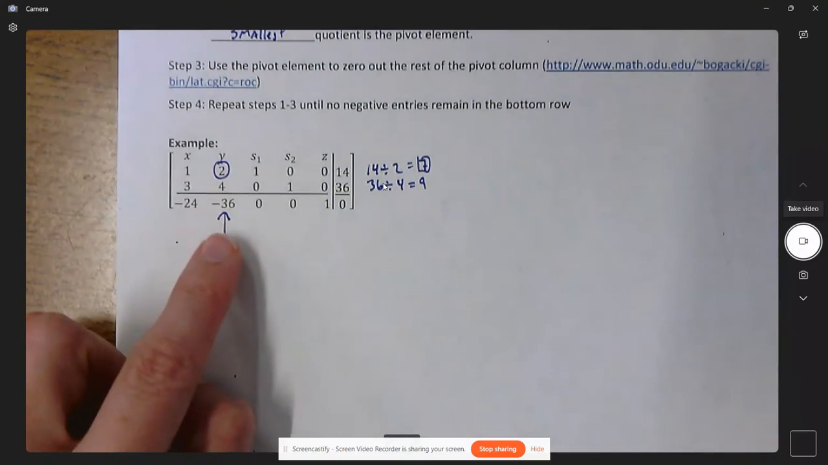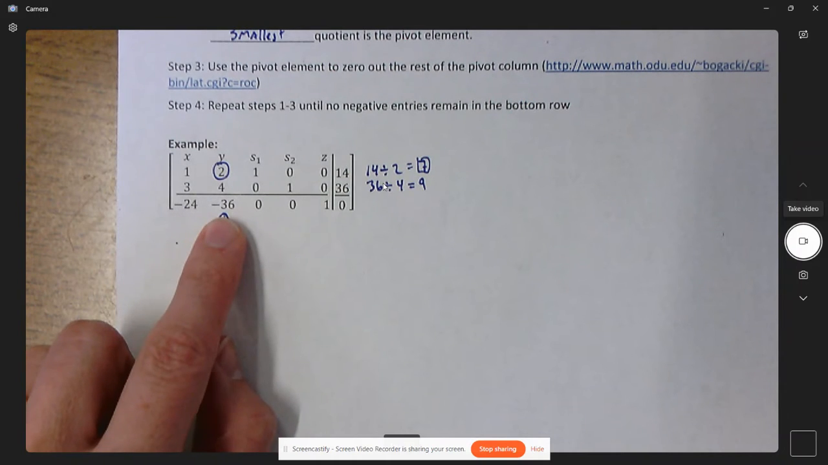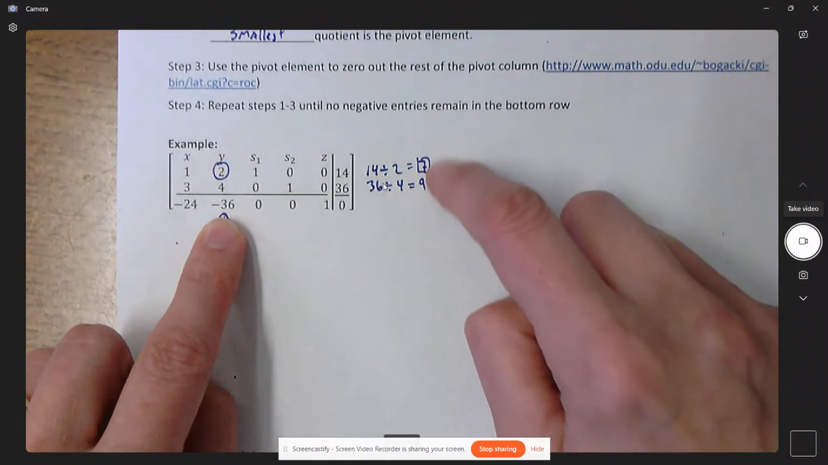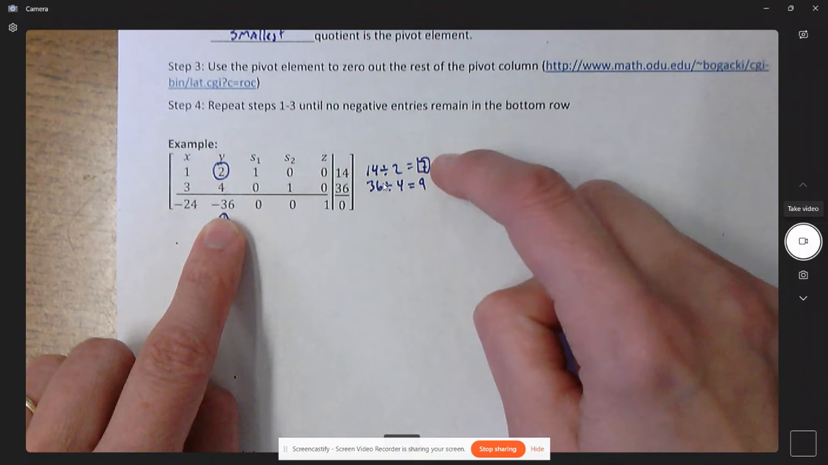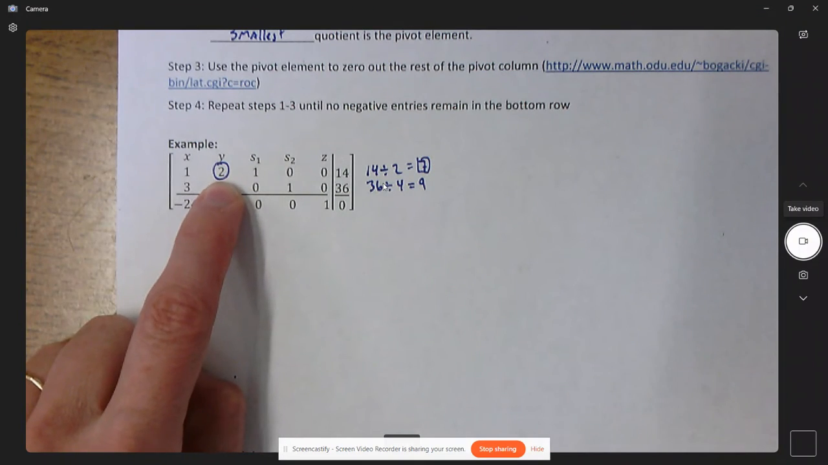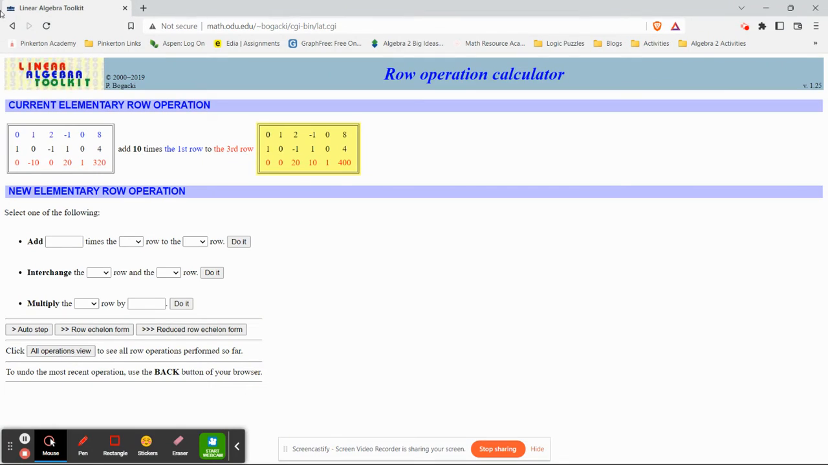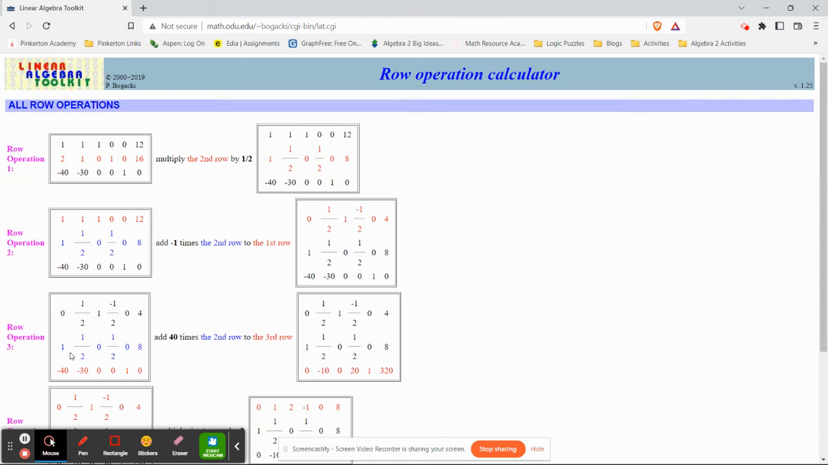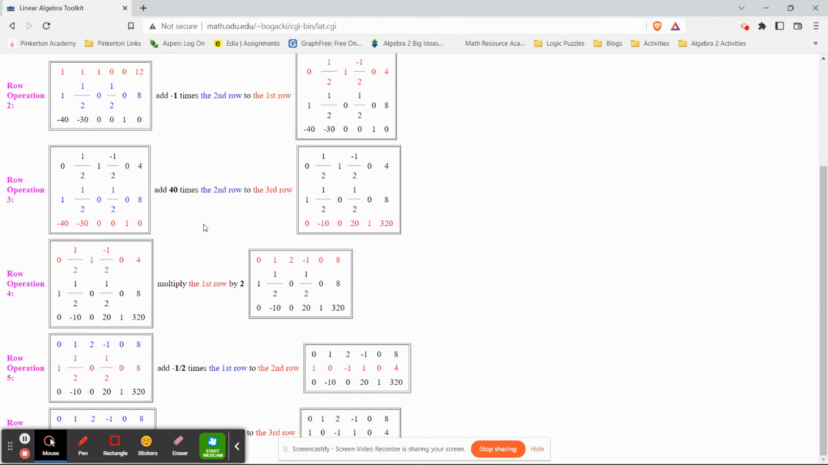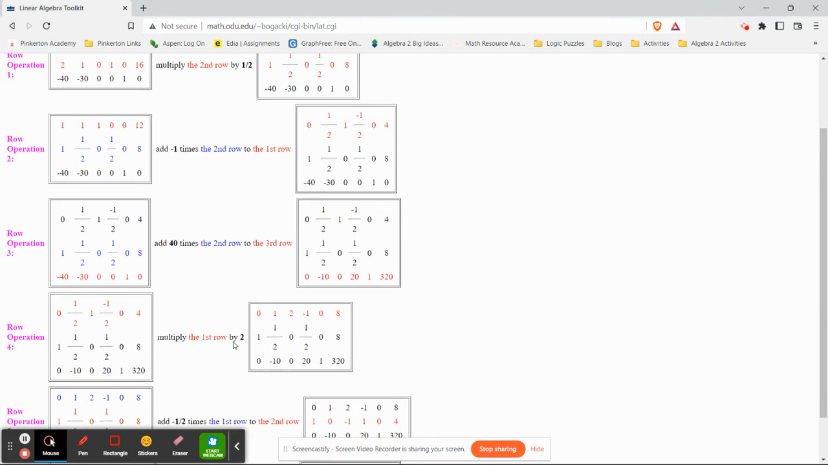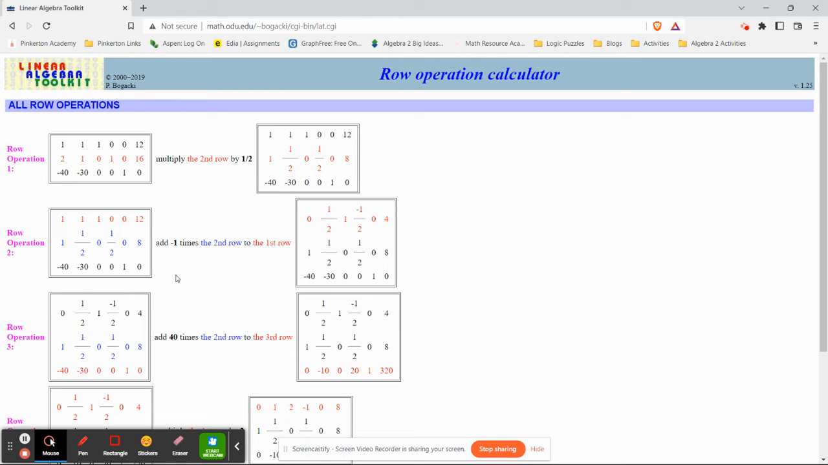Okay, so this guy here, we already said our most negative number was negative 36. We divided our two quotients here and found the smaller one was 7. So this is our pivot. So I'm going to go back to this website. All right. And at this point, we need to kind of get back to clear it out. From here, if you wanted to, you can click all operations view to see the row operations performed, and it will walk you through what all your different steps are. So it keeps track of what you did every single time, which is really, really helpful.